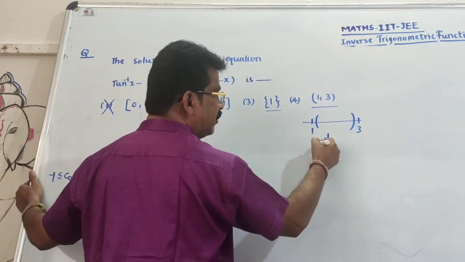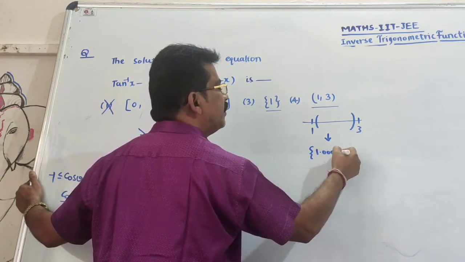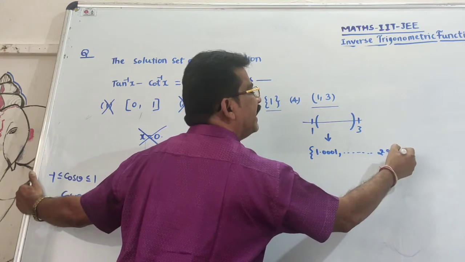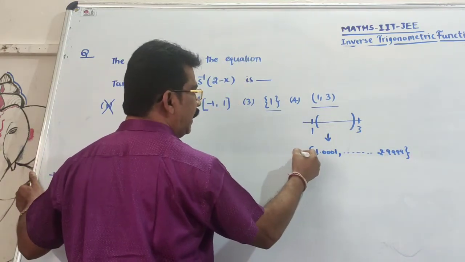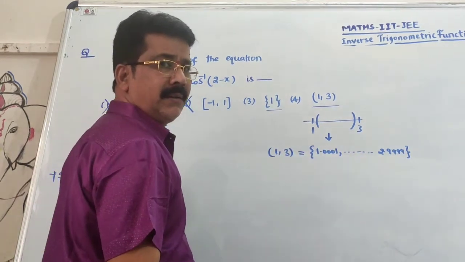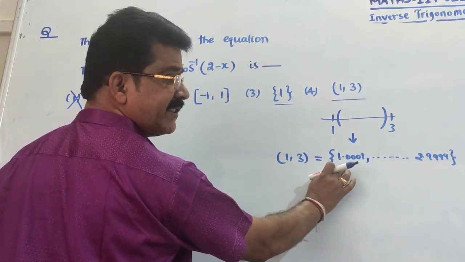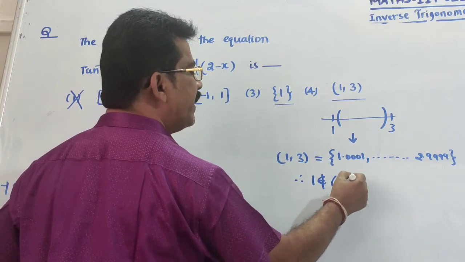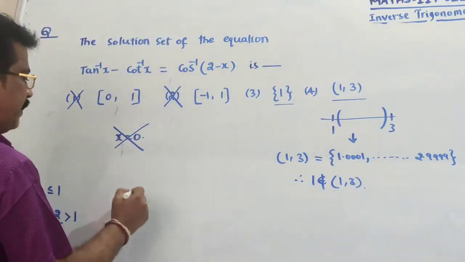It is the set of points like 1.0001 and so on, up to 2.9999, just like that. It is called the open interval of 1, 3. Already I said all the meanings. So 1 is not included here. 1 does not belong to the open interval of 1, 3. That's why. So this is the first step over.